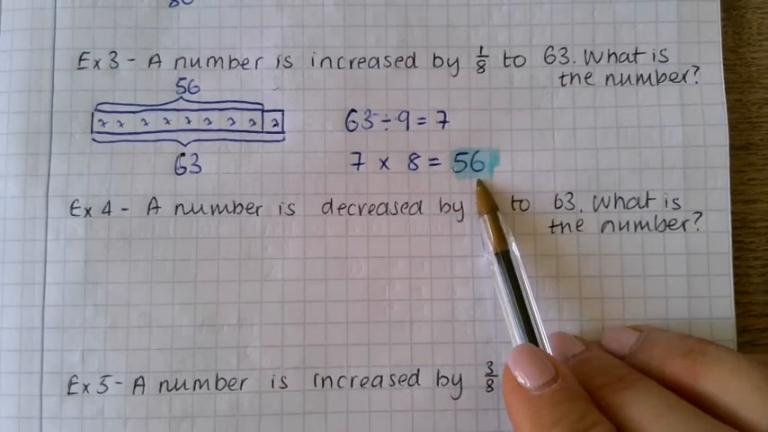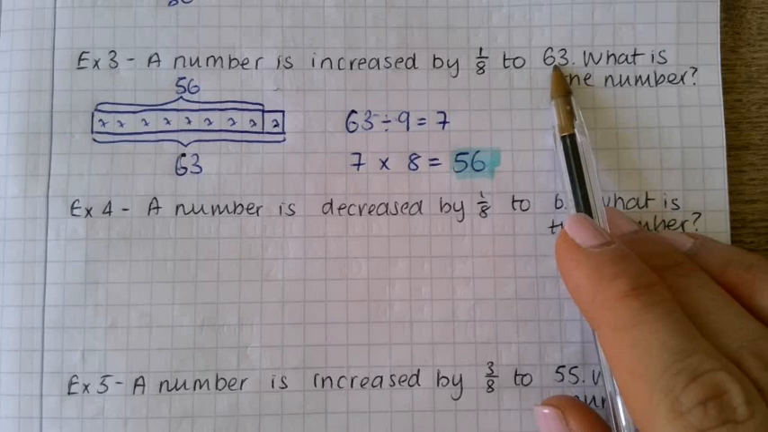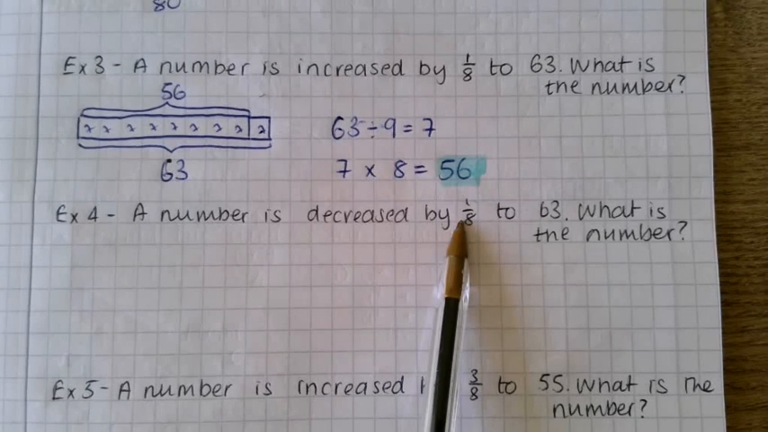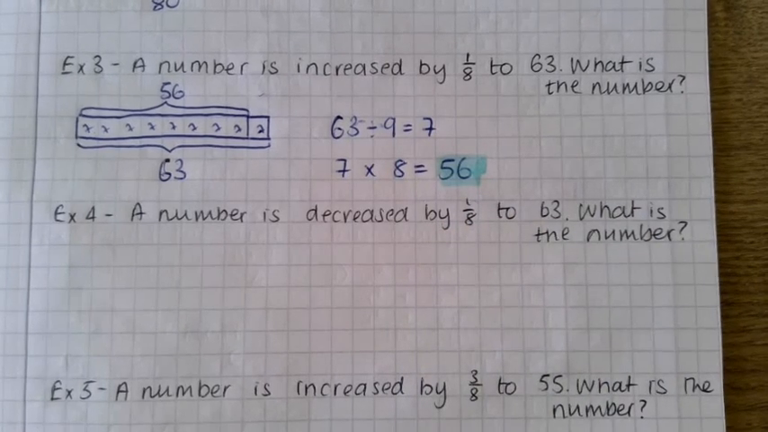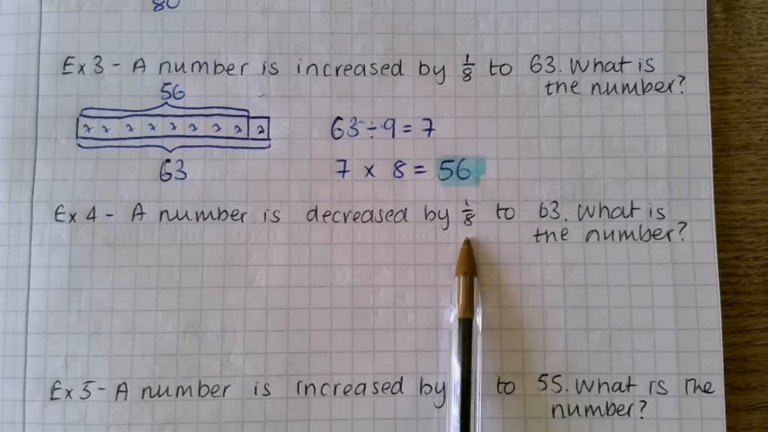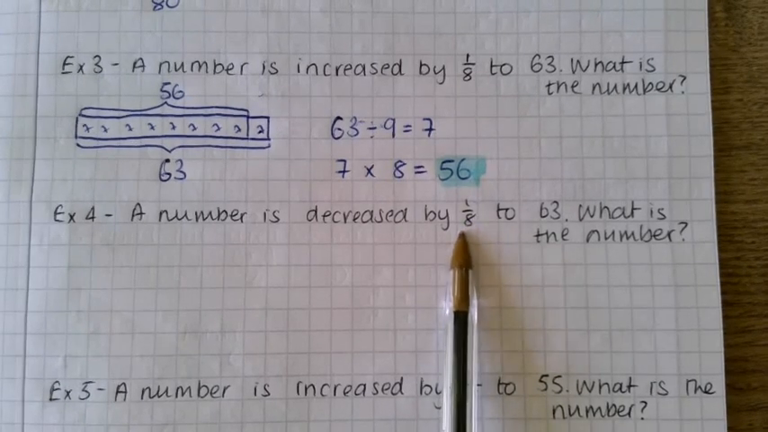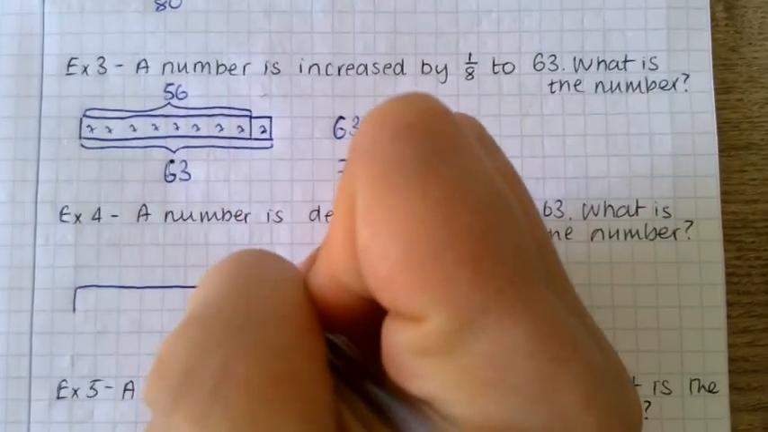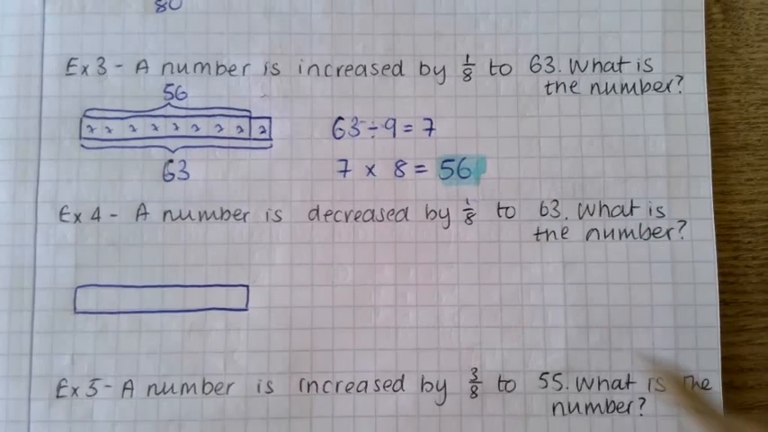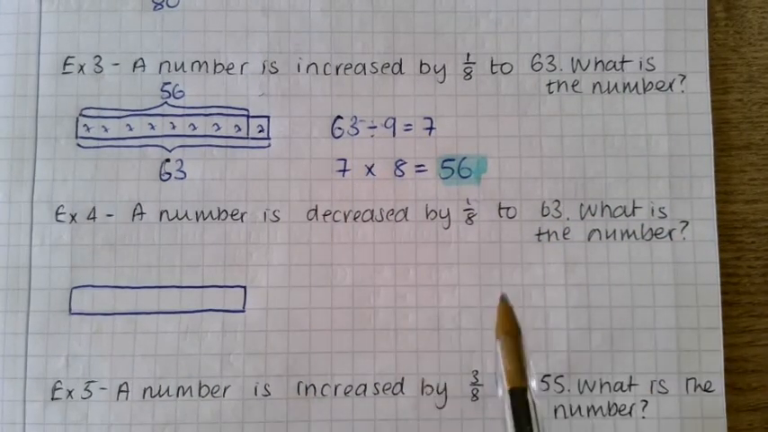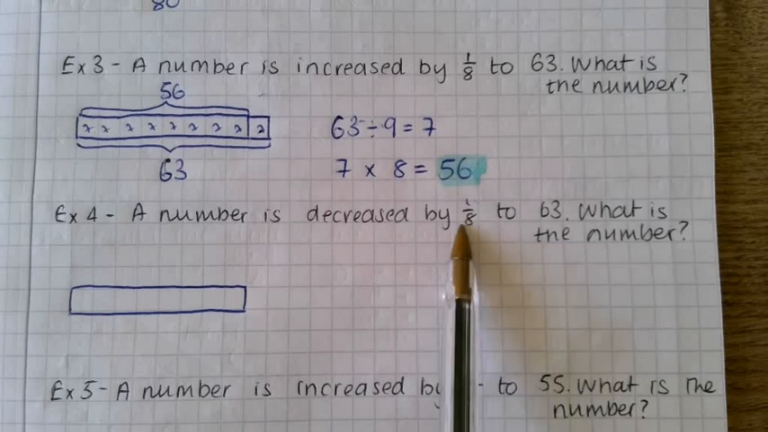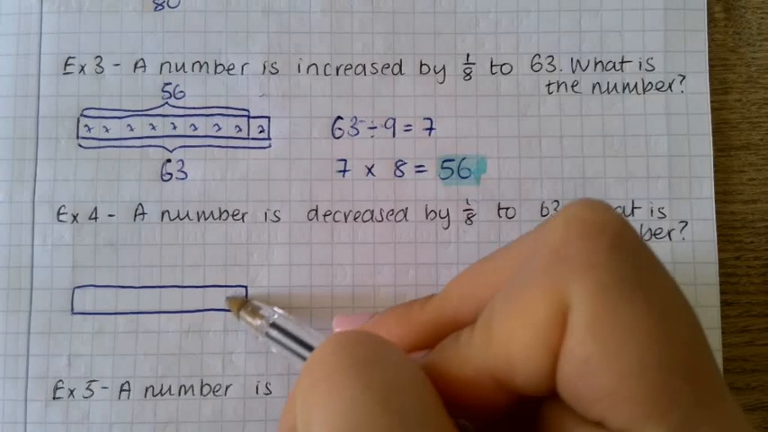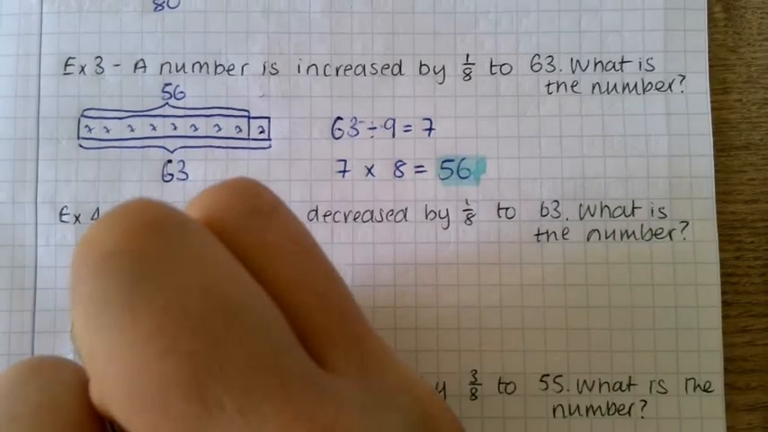And when they increased it by 1/8, they got 63. In example 4, we've got a number being decreased by 1/8 to 63. What is the number? So I'm dealing with eighths. So I'm looking at my denominator, I'm dealing with eighths. So I'm going to draw that. And I want to find this number. But all I've been told is that it's been decreased by 1/8 to give 63. So one of these eighths has actually been taken off. And then we have 63 left.